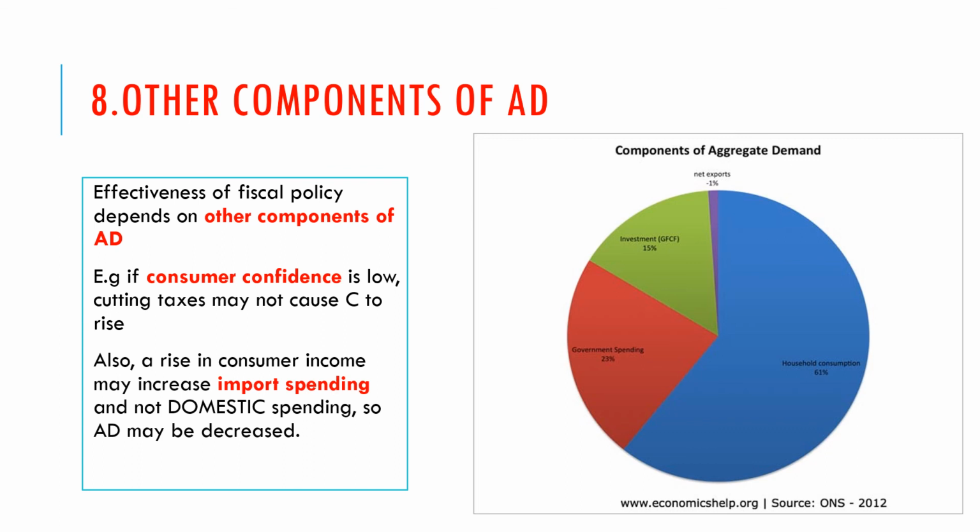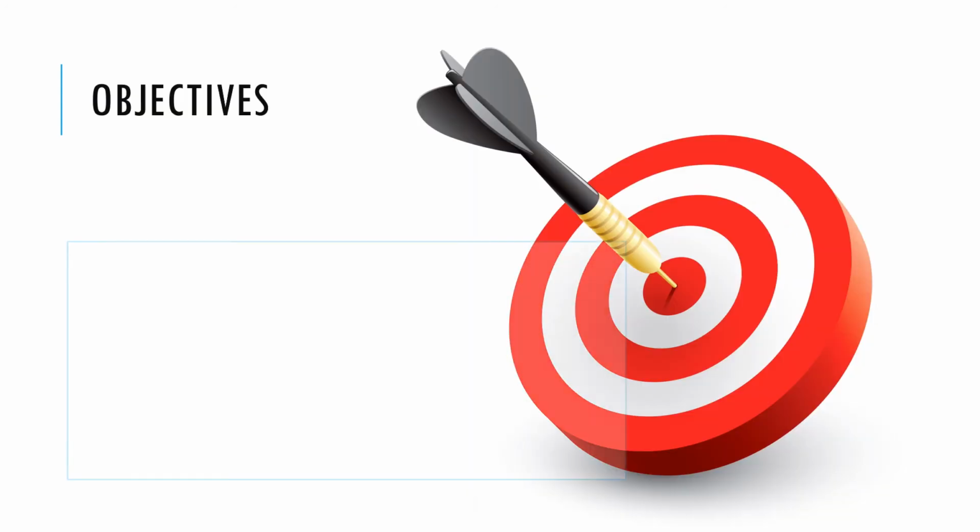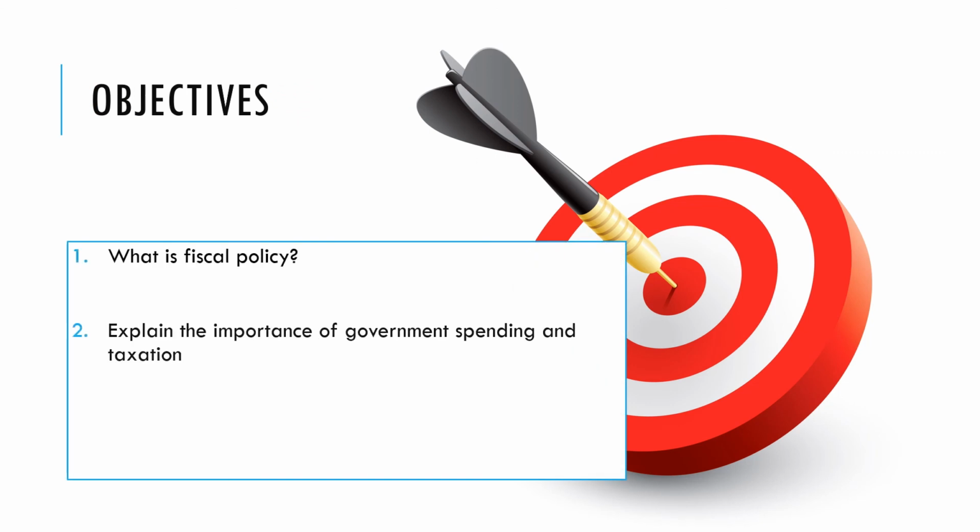Also, a rise in consumer income may just lead to more spending on imports, which is the withdrawal from the circular flow, and so AD may not actually be increased, it may in fact be decreased. So in this video, we've looked at what is meant by fiscal policy, we looked at government spending and taxation, and some ideas we can use to evaluate fiscal policy.